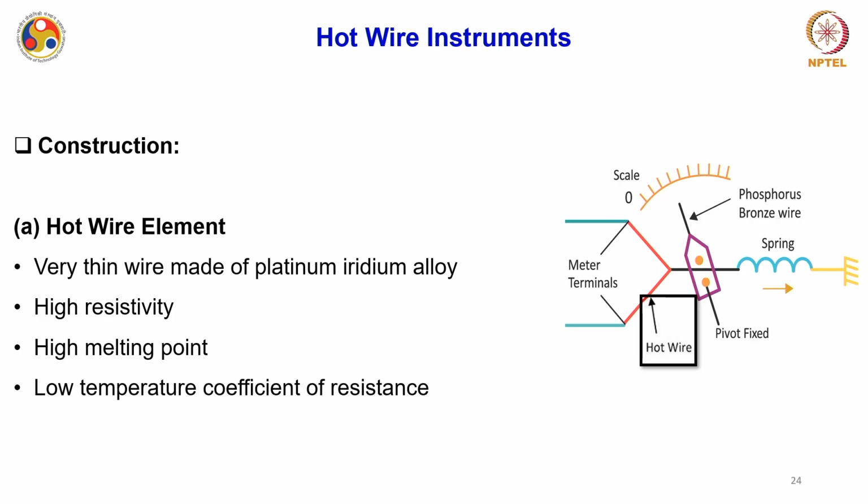Also, because of this high melting point and the alloy's behavior, even at elevated temperature it does not get oxidized. Even a small oxidation of this wire would mean that the temperature coefficient of resistance of the thin oxide layer and the wire itself will be different. So there will always be a chance of erroneous results.